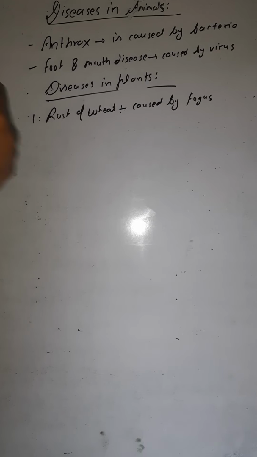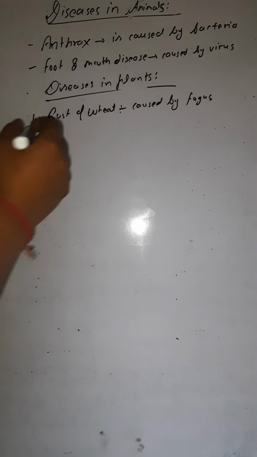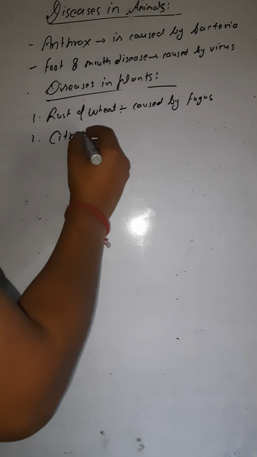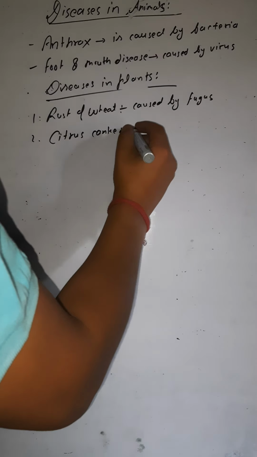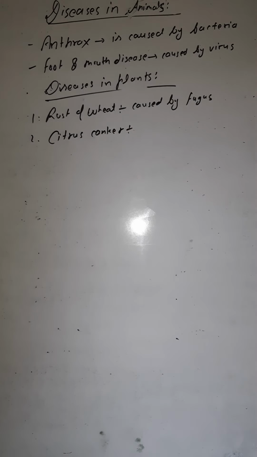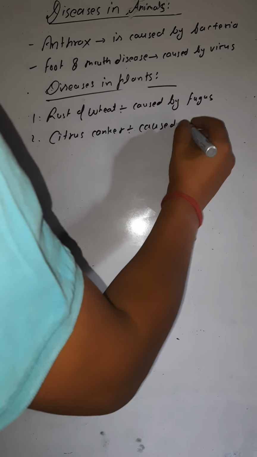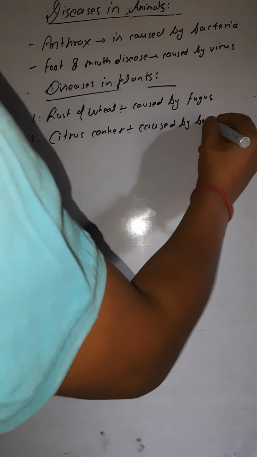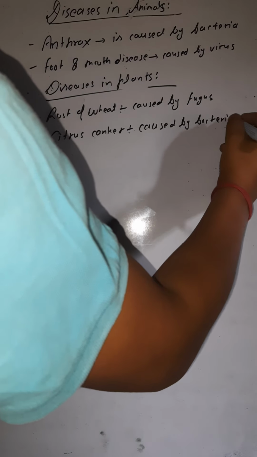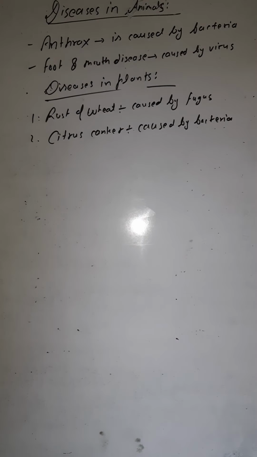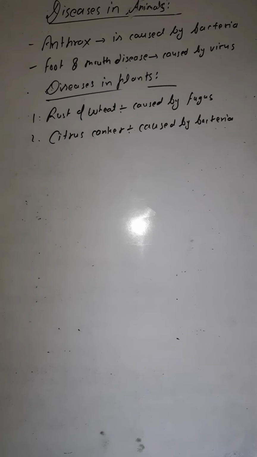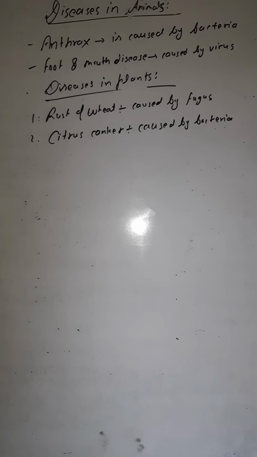The second one is citrus canker. This is a common disease caused by bacteria, and you can see it mostly in citrus fruits, like lemons and oranges. So these are the fruits that are susceptible to this disease, citrus canker.